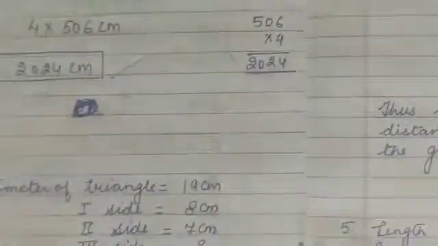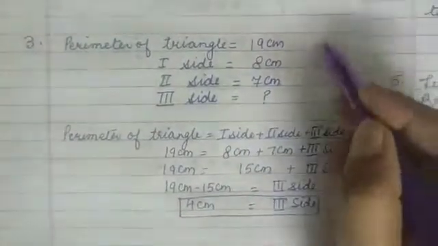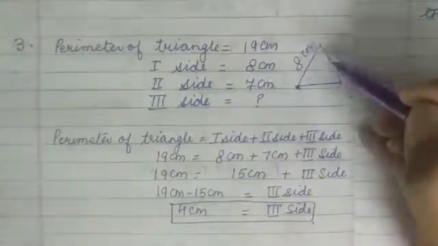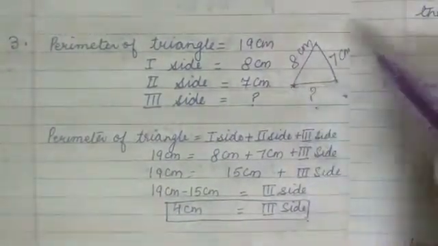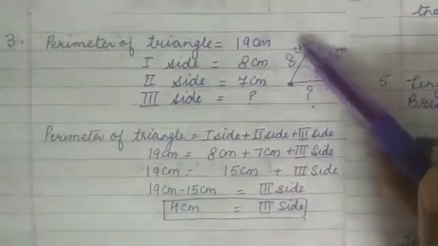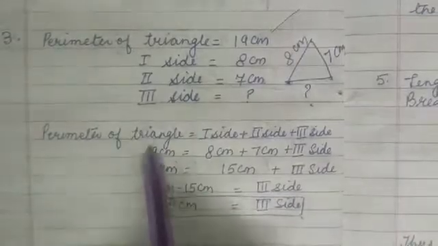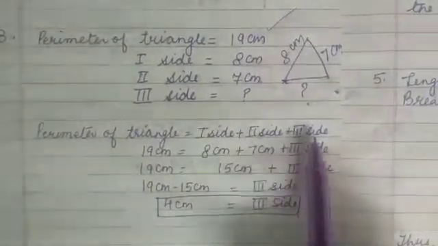So how many sides does a triangle have? A triangle has 3 sides. They have given one side 8 centimeter, second side is 7 centimeter. What will be the third side? If you add all the 3 sides, it should be 19 centimeter. So what is the formula? Perimeter is the total of all the sides: first side plus second side plus third side.